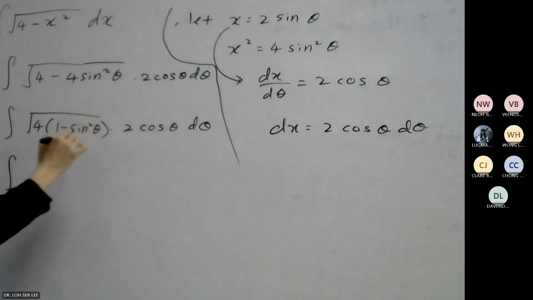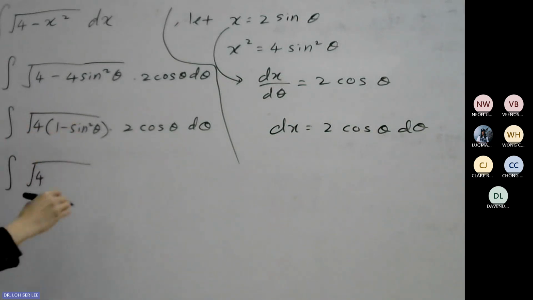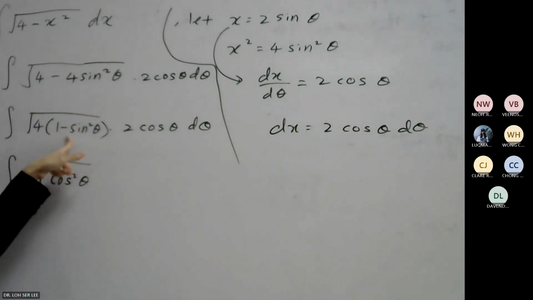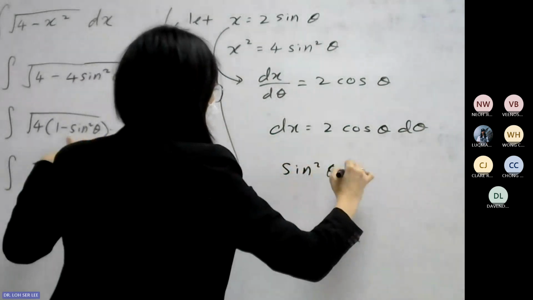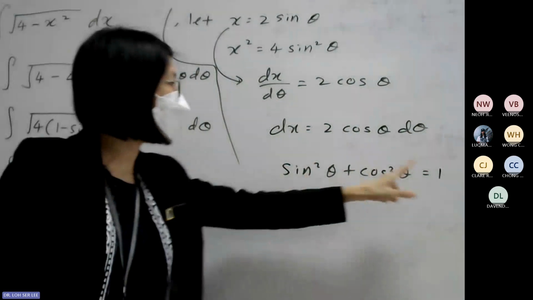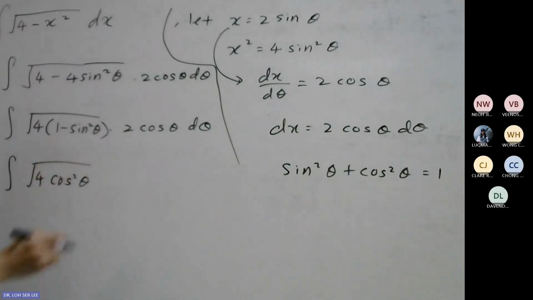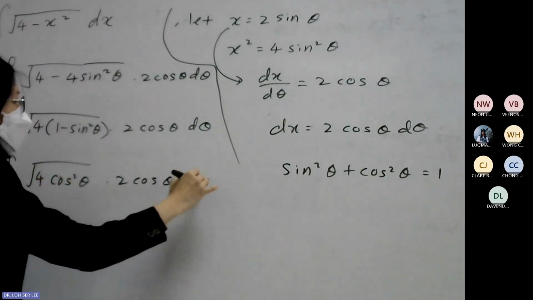So this is the square root of 4 again, I still keep this 4. 1 minus sine squared theta is cos squared theta, right? The identity: sine squared theta plus cos squared theta equals 1. So 1 minus sine squared theta is cos squared theta. This one we change into this, and then 2 cos theta d theta.